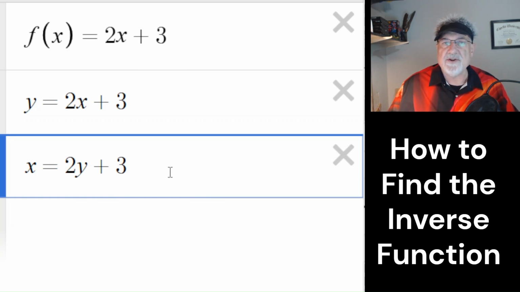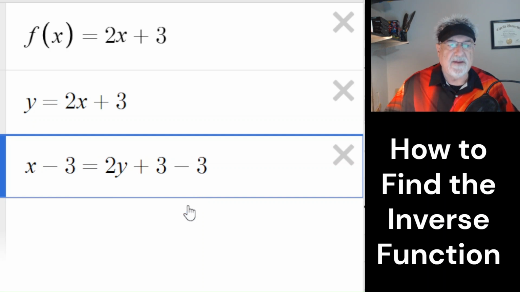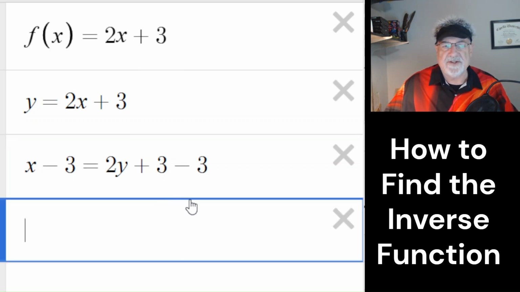So the first thing you do is subtract 3 from both sides. When you subtract 3 from both sides, minus 3, this will be x minus 3. Well, the minus 3 is 0, so we end up with x minus 3 equals 2y.